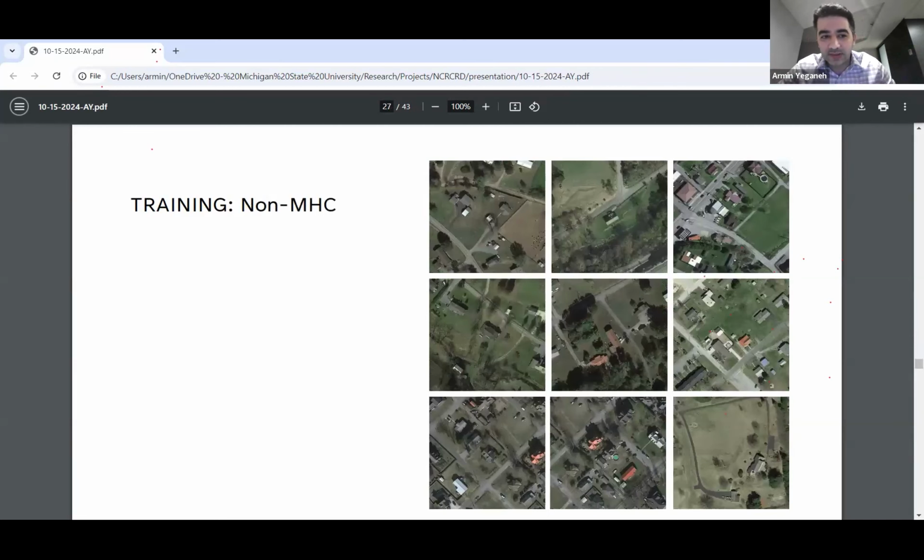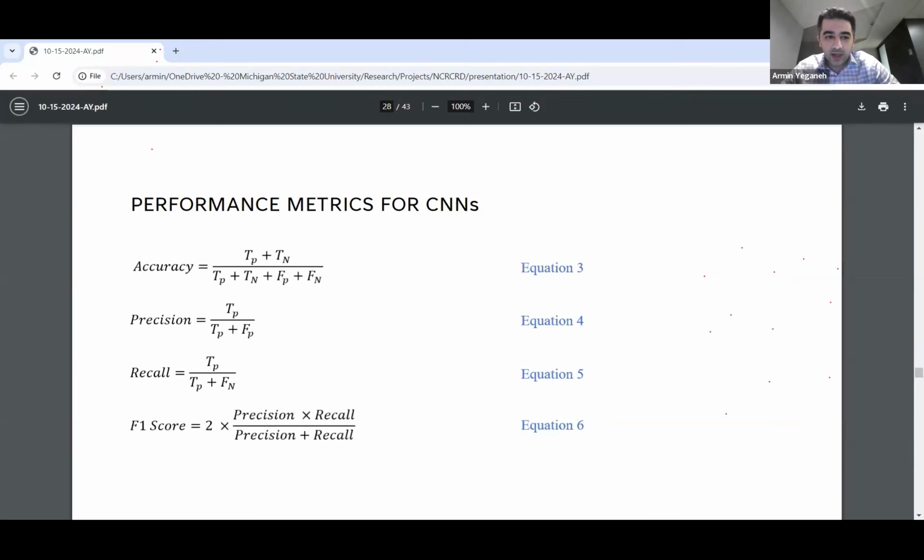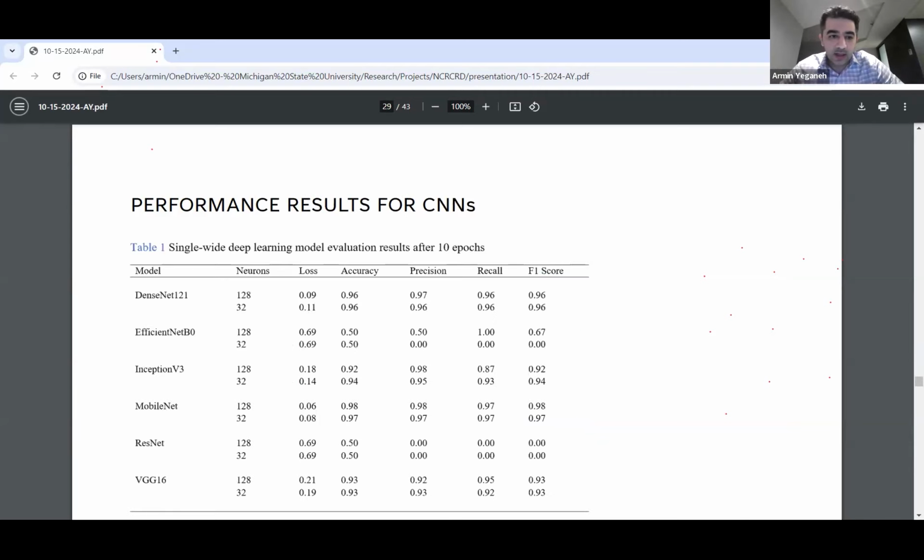And then the other set was non-manufactured housing communities. Anything other than manufactured housing communities was labeled as a non-manufactured housing community image. And we developed some indicators. We used some indicators from the literature to measure the performance of different models.